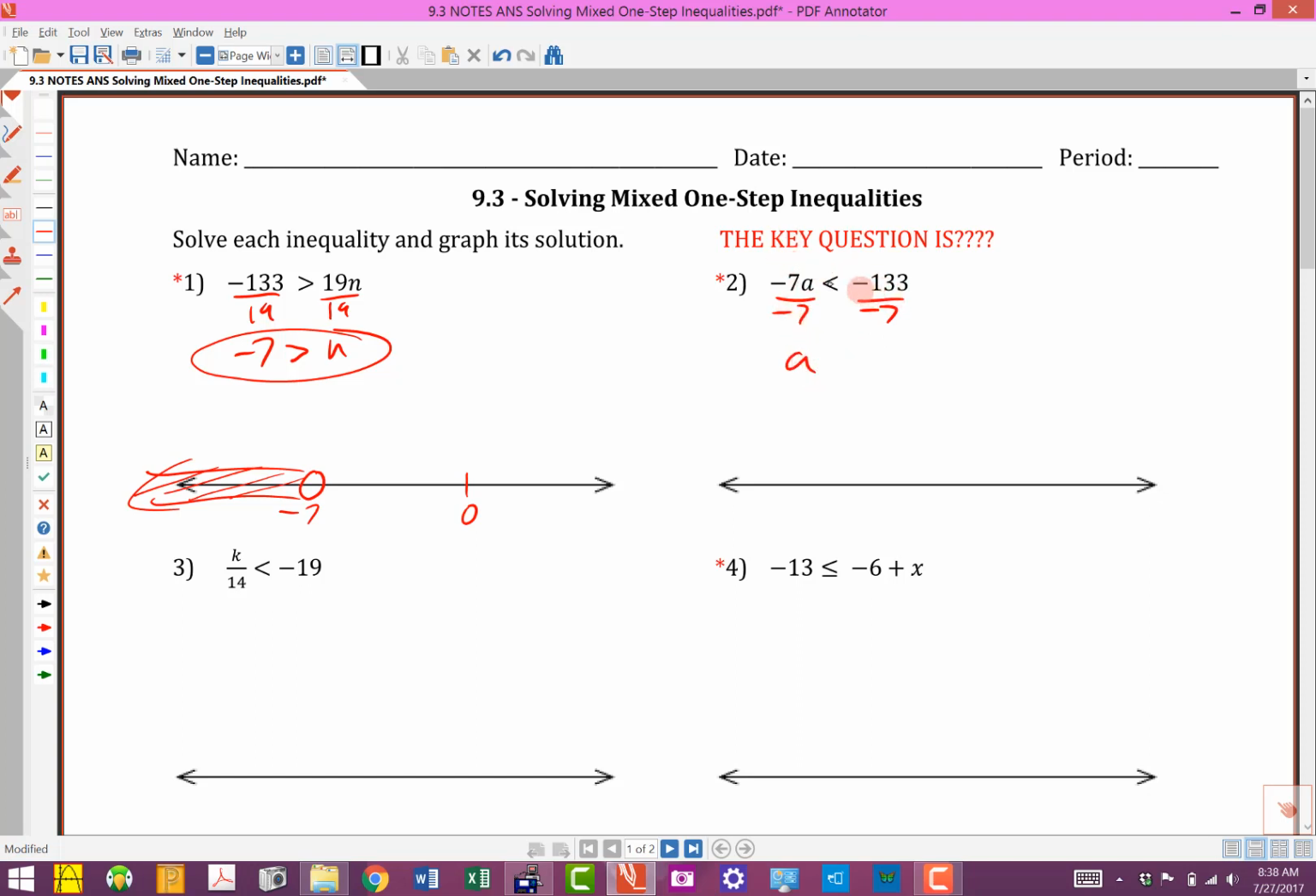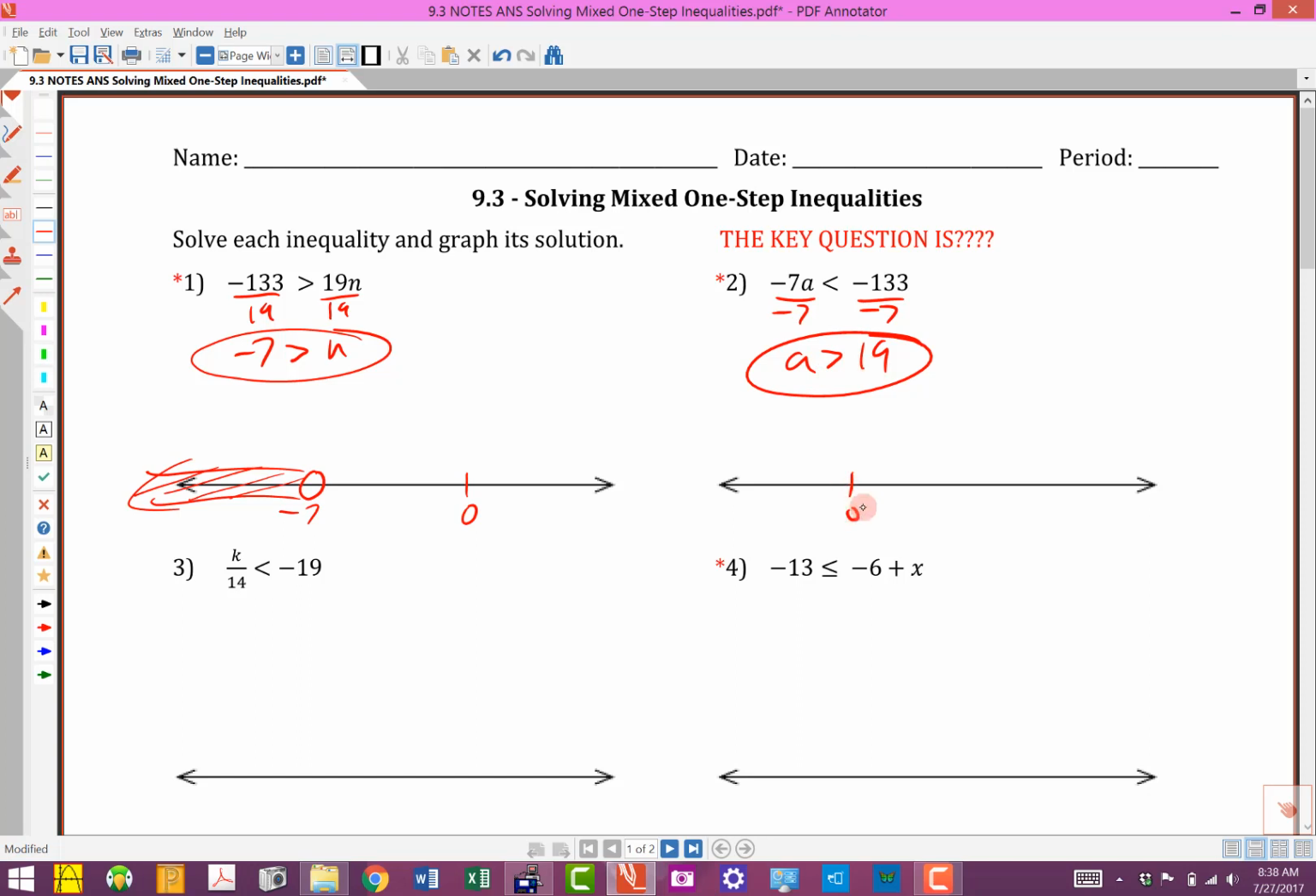We get an A. Good luck here, 133 and 7. Gosh, those numbers have come up before. This is going to be a positive 19. Now we're going to go back and look at this and say, okay, what did we do? We divided by negative 7. We divided both sides by a negative. We introduced the idea of a negative, an opposite. So we have to switch the direction of the inequality. This is going to change to a greater than. I'm going to circle that, so a is greater than 19.